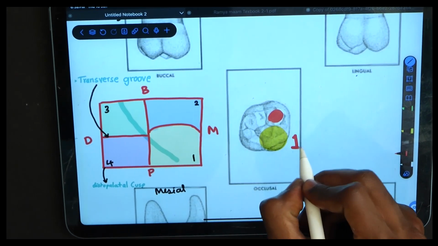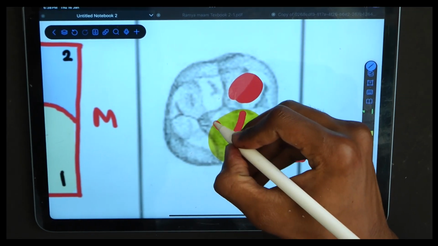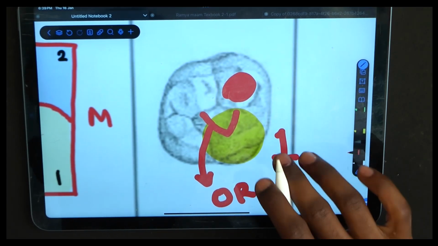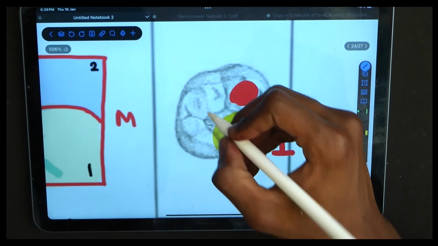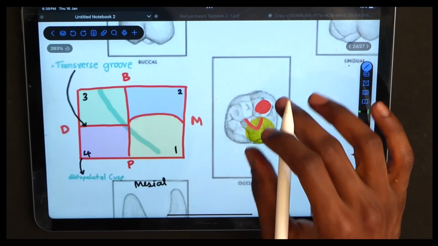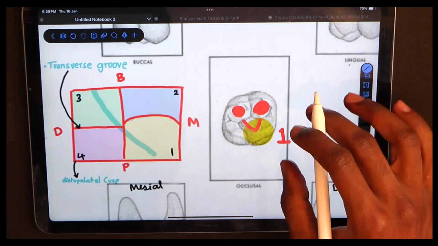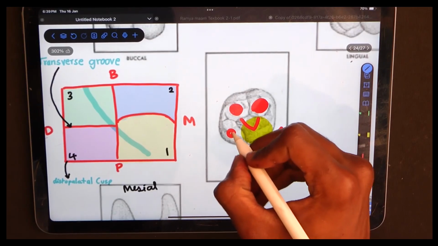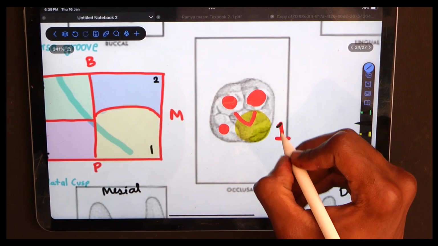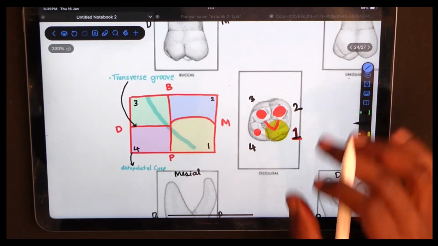This is the first biggest cusp, which has two ridges. This is one ridge and this is another ridge, and this ridge is called the oblique ridge. Because this is also going to continue here and form the oblique ridge. Now this forms the third cusp, which is the distobuccal cusp, and this forms the distopalatal cusp. The order with respect to their sizes is this: the first biggest cusp, this is the second biggest, third biggest, and the fourth largest cusp.